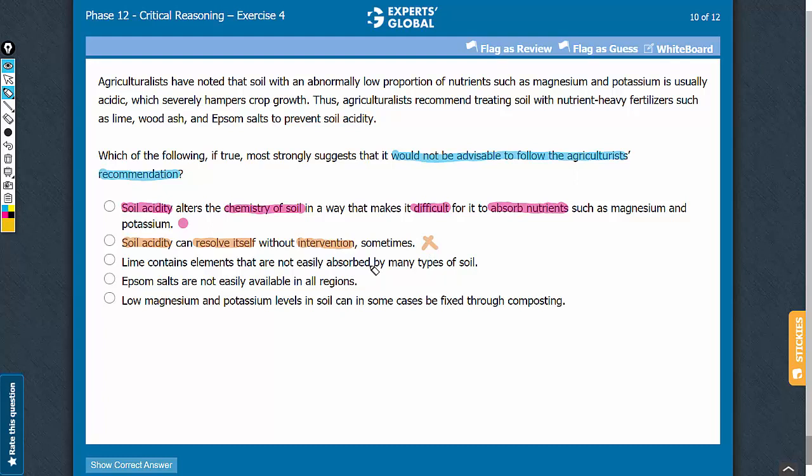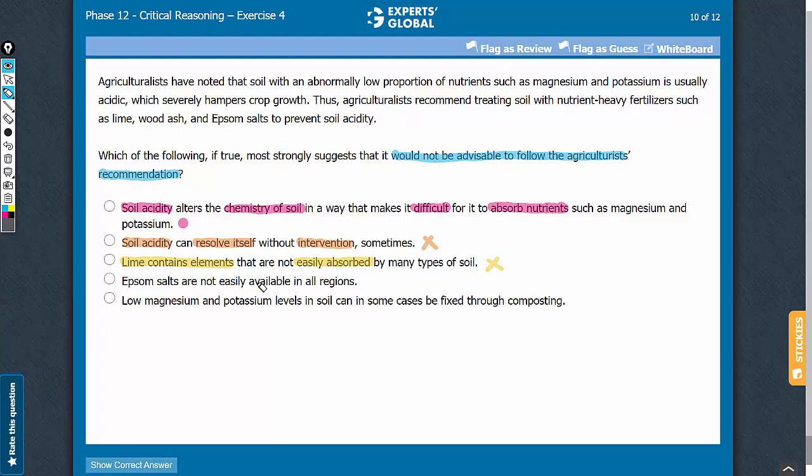Answer choice C. The argument mentions that treating soil with nutrient-heavy fertilizers such as lime and others will prevent soil acidity. In this context, this answer choice talks about lime having elements that are not easily absorbed. This answer choice only talks about lime and does not talk about wood ash and Epsom salts. So this answer choice does not necessarily suggest that treating soil with nutrient-heavy fertilizers will not prevent soil acidity. In other words, this answer choice is just additional information and does not weaken the conclusion. So let's eliminate this answer choice.